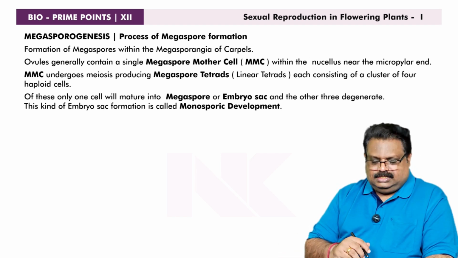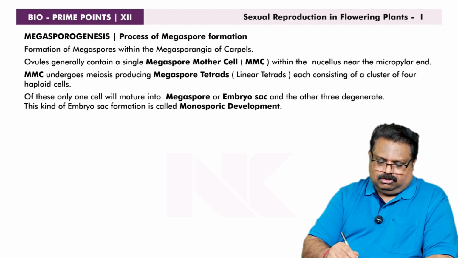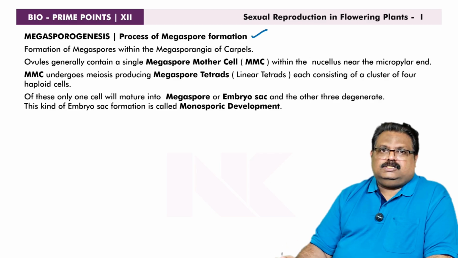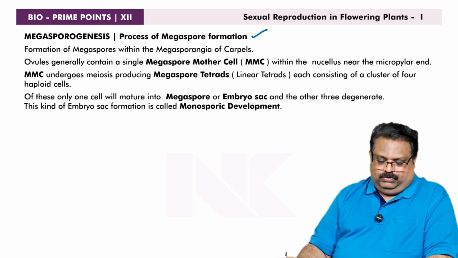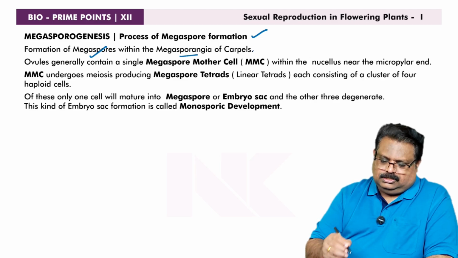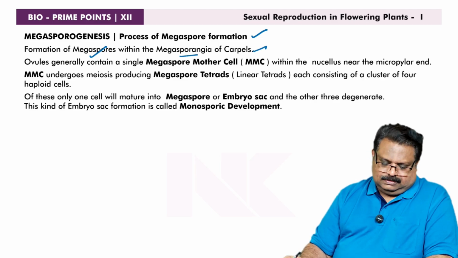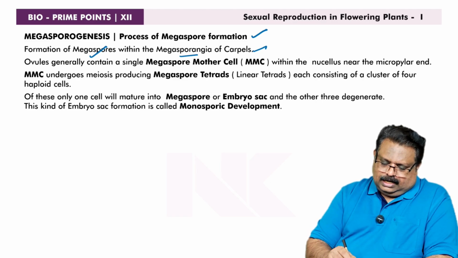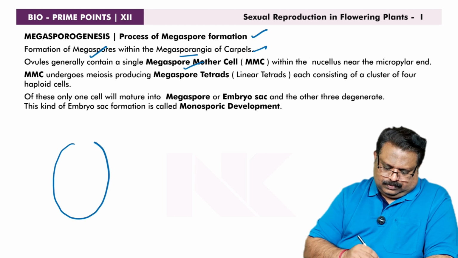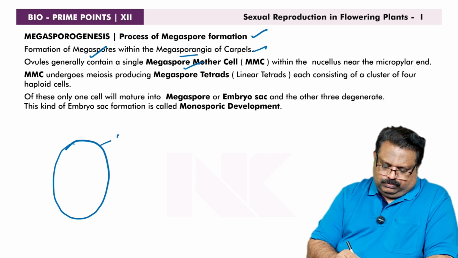Just like Microsporogenesis, Megasporogenesis is the process of formation of megaspore. Megaspore formation takes place inside the Megasporangium. Megasporangium is ovule. The formation of megaspores within the Megasporangia of carpels is called Megasporogenesis. Ovules generally contain a single megaspore mother cell. Suppose this is the ovule or Megasporangium, and inside the ovule there is a peculiar type of food material, a nutritive tissue. That tissue is called what? Nucellus.